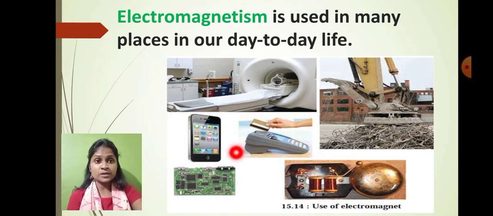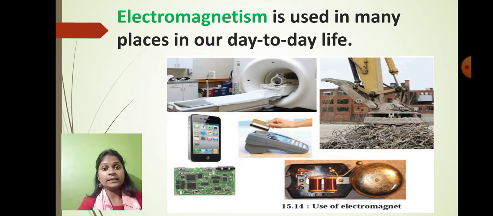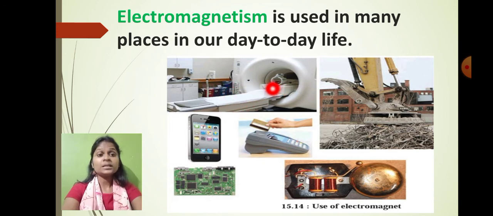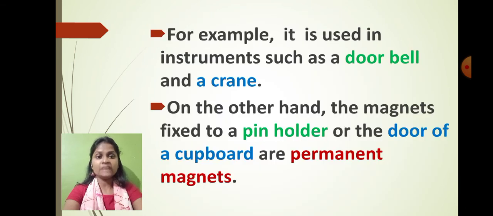Can you see here, students? This electromagnetism property is used in the CT scan machine. This is a CT scan machine. The electromagnetism property is used in our smart mobile phone also. It is also used in the ATM card. Have you seen the strip which is present on the ATM card? This is because of the electromagnetism. Electromagnetism is also present in the bell. It is also used in the crane, etc. Right? So the electromagnetism property is used in all the day-to-day life activities.